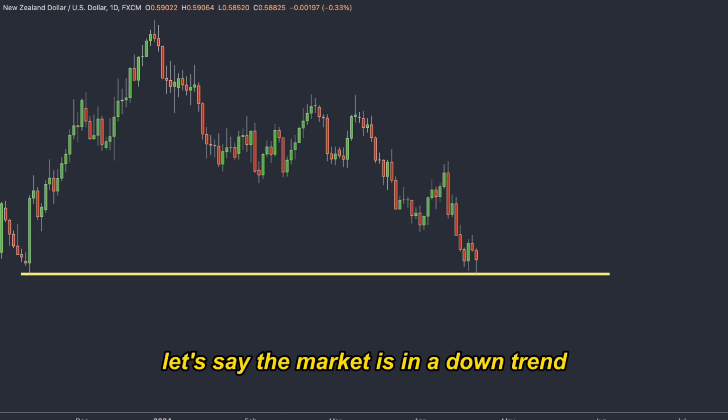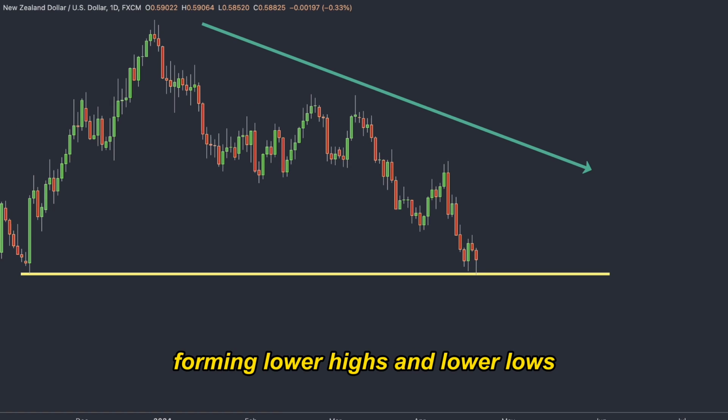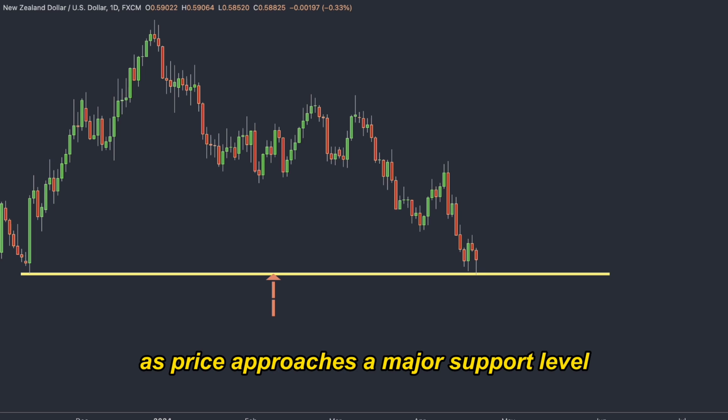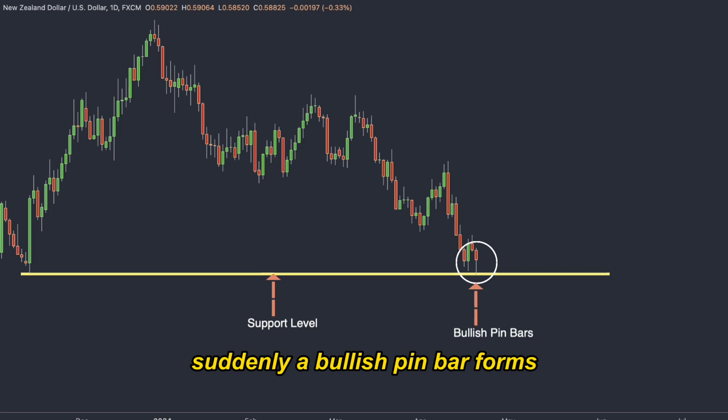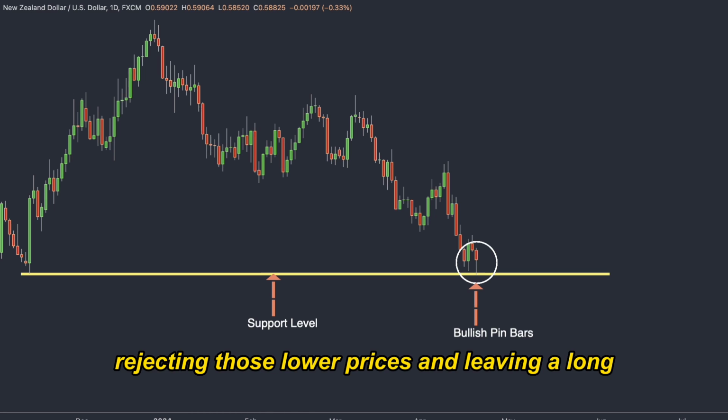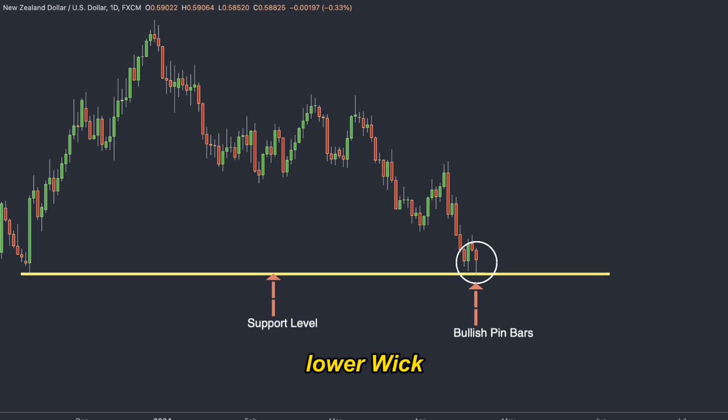Let's say the market is in a downtrend, forming lower highs and lower lows. As price approaches a major support level, it starts slowing down. Suddenly, a bullish pin bar forms. The price tries to push lower, but buyers come in strong, rejecting those lower prices and leaving a long lower wick.